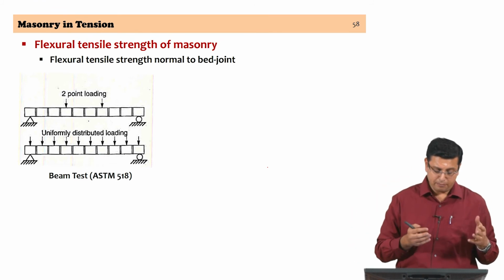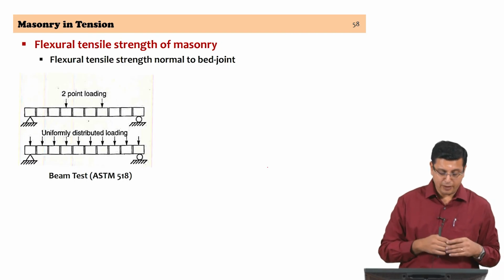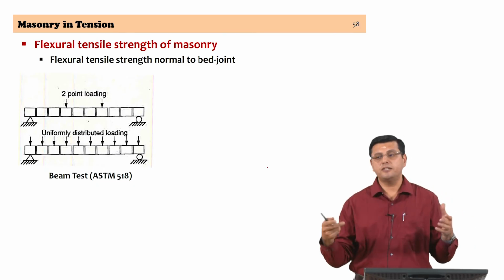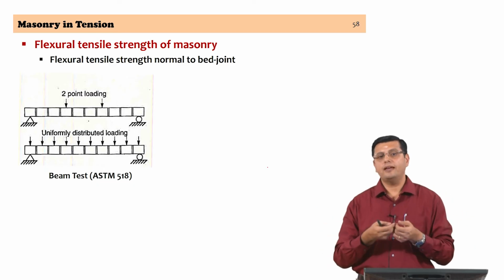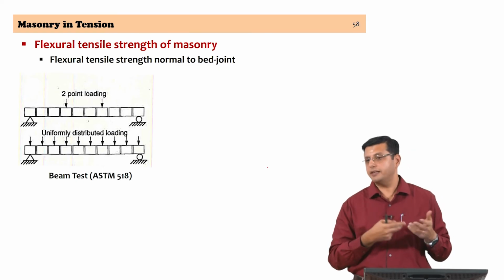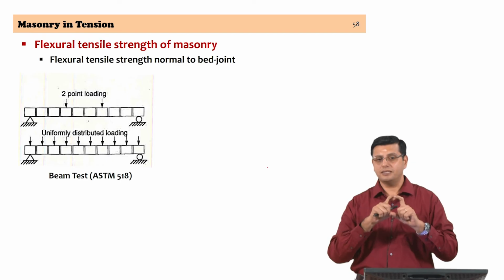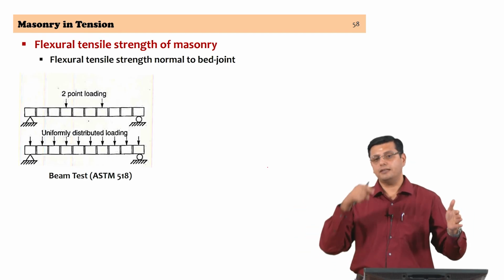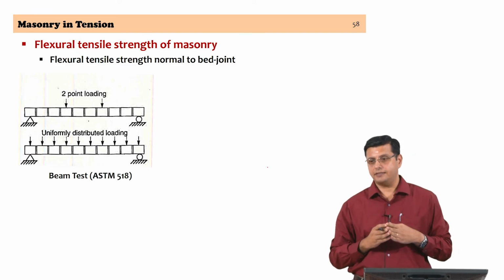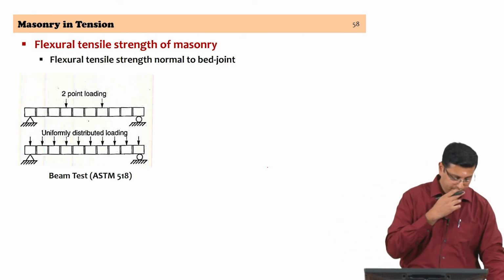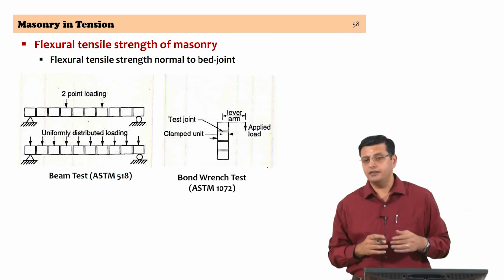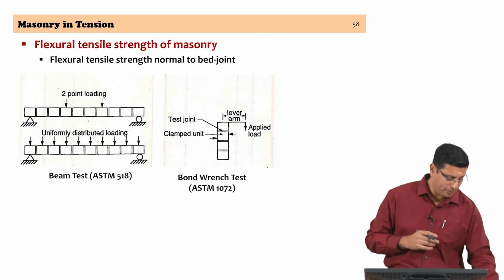To make an estimate of these values from experimental tests, if you were to create a beam and subject the beam to bending, then the bed joint is subjected to flexural tension normal to the bed joint. So, you are making a beam with a single stack of bricks supporting it and then subjecting it to two-point loading, and you would have the flexural tensile strength normal to the bed joint that you can estimate. You can also do what is called a bond wrench test. We will examine the bond wrench test in a moment.